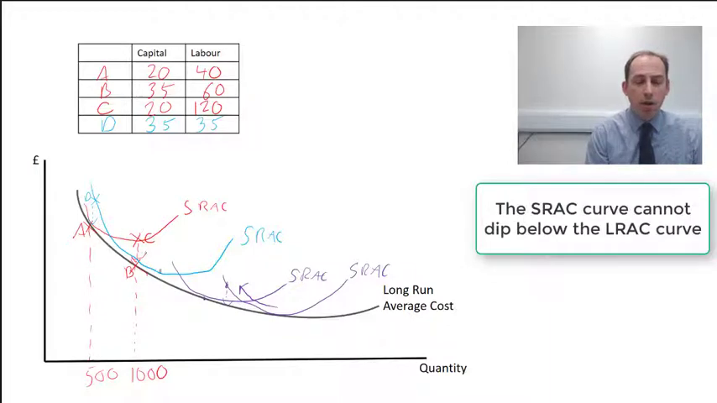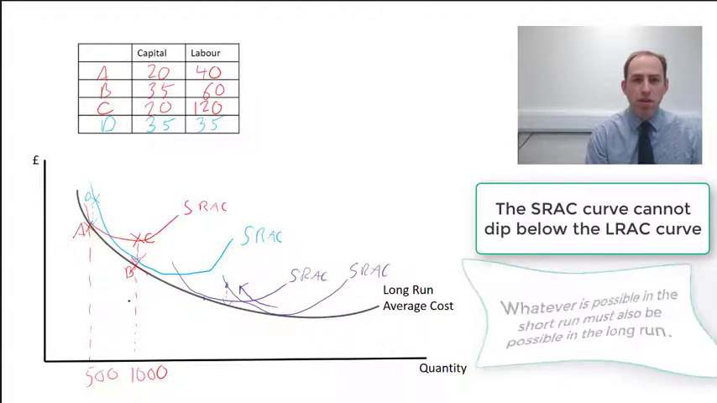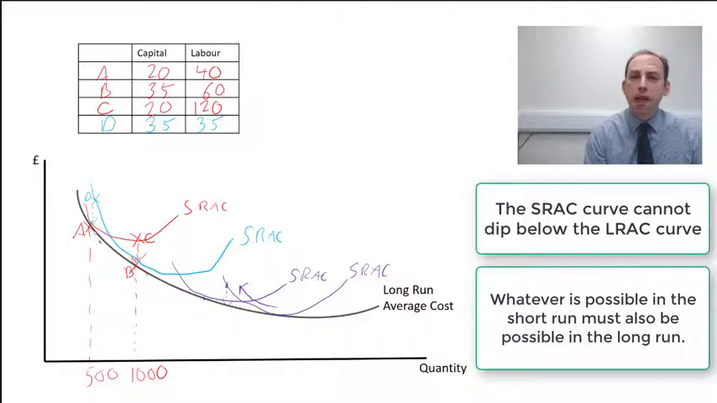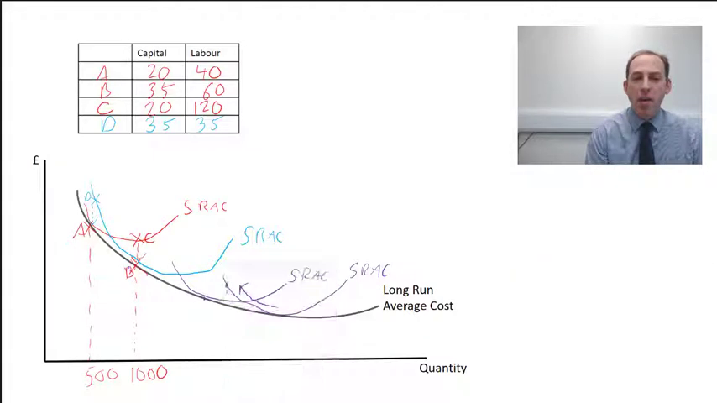I hope you can see how I've drawn it, especially with my first short run average cost curve. It doesn't have to be the lowest point of a short run average cost curve that touches the long run average cost curve, and it won't always be. But there will always, at every point on the long run average cost curve, be a short run average cost curve that is a tangent to the long run average cost curve.